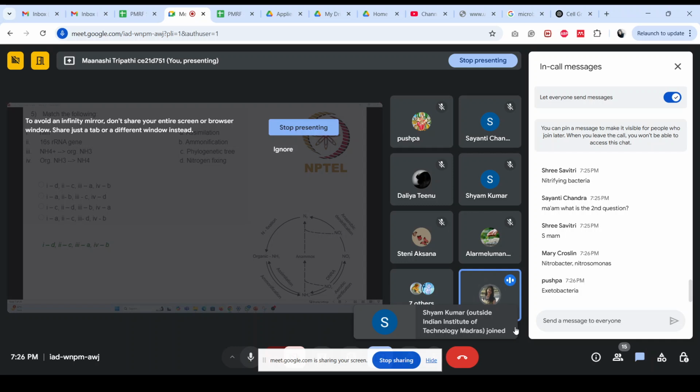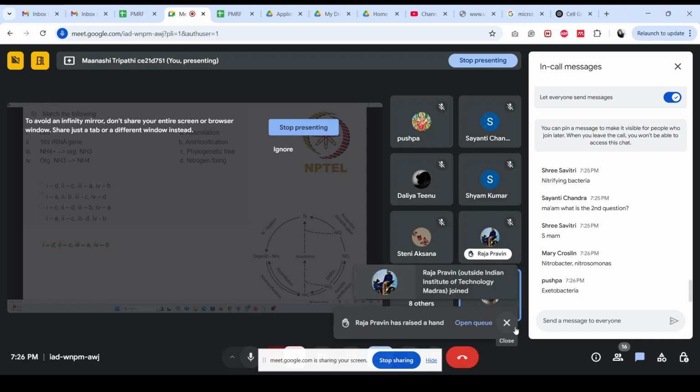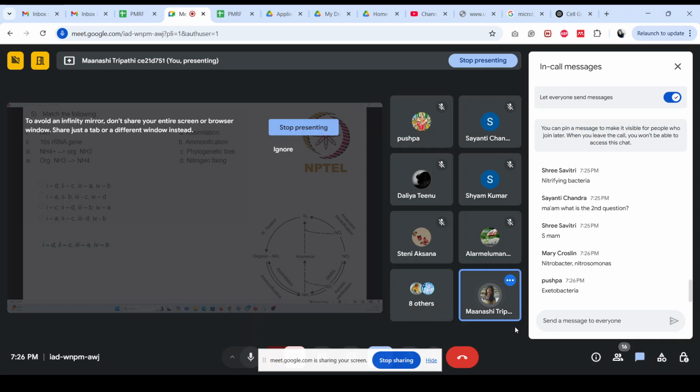Yes, Perry Croslin has answered. It's Nitrobacter and Nitrosomonas. So now Nitrobacter is for which process? Nitrite to nitrate or for ammonium to nitrite? Please answer this. This is for what procedure? Ammonium to nitrite or nitrite to nitrate?